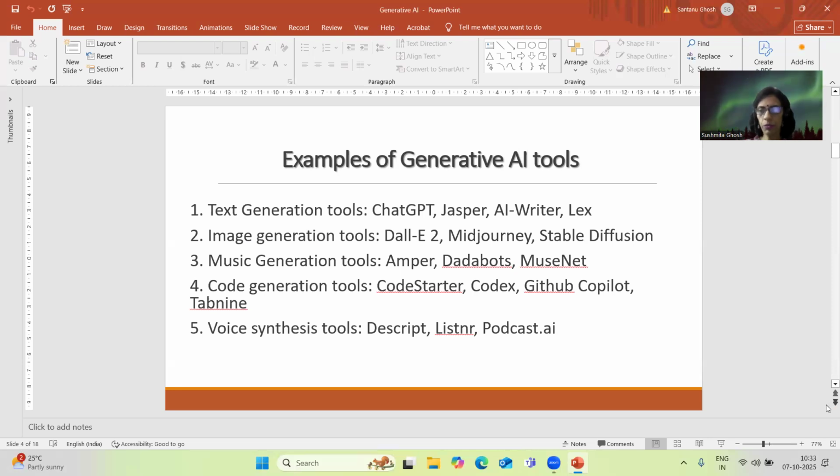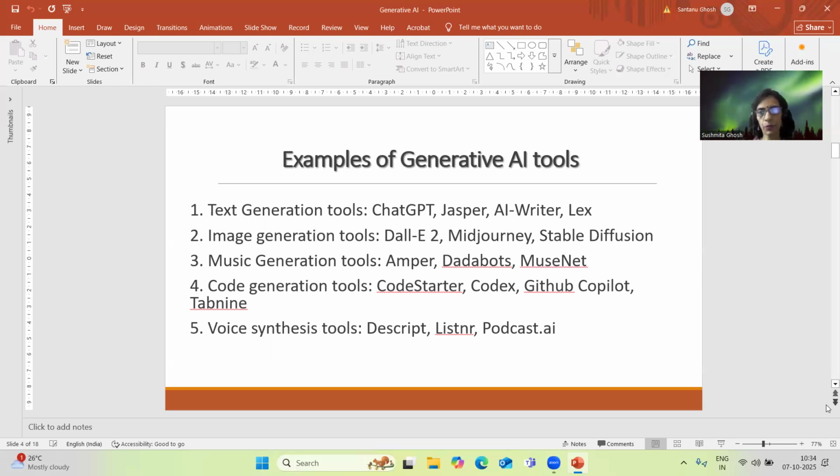You specify what you want and it generates the code for you. Then voice synthesis. I would give it some input that I want the audio to come out in this kind of a voice. Everybody has a different voice. So voice synthesis tools are there. So many of them are there.